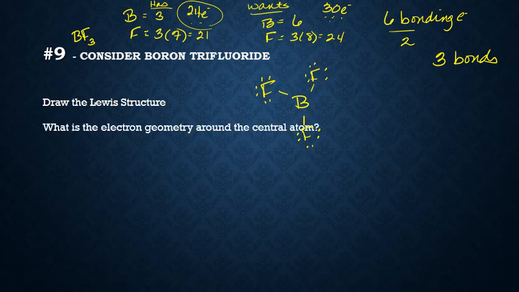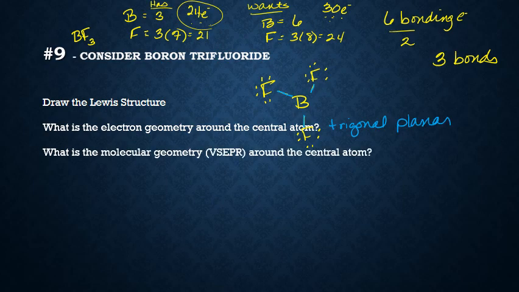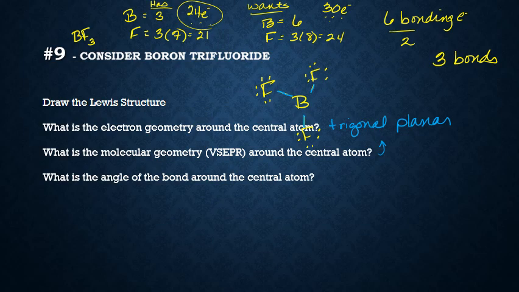So, what is the electron geometry around the central atom? Boron only wanted 3. It's got 3. There's only 3 bonds around the central atom, so that shape is trigonal planar. The molecular geometry, because there's no lone pairs, is the same. It's trigonal planar. The bond angle for a trigonal planar molecule is 120 degrees.